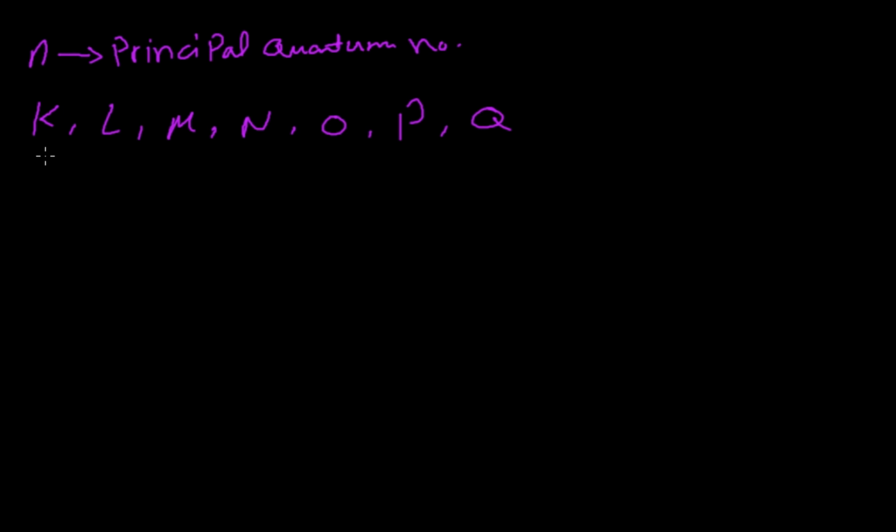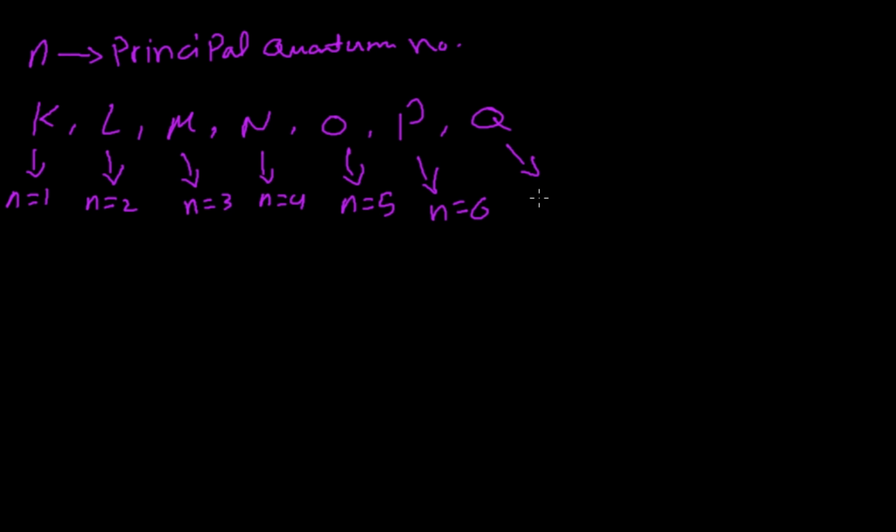So K takes n equal to 1, L, n equal to 2, M, n equal to 3, N, n equal to 4, O, n equal to 5, P, n equal to 6, and Q, n equal to 7. So each energy level is represented by a specific principal quantum number, as we can see here.